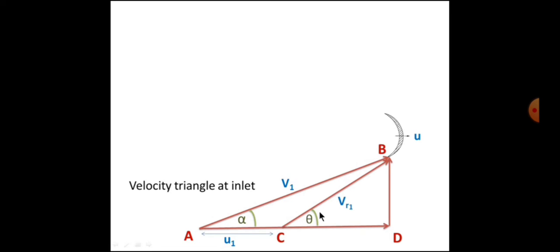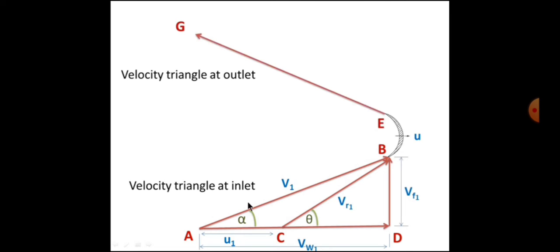Then the steam glides over the blade without any shock and discharges at a relative velocity of v2. So this is all about the velocity triangle at inlet. When the steam jet coming at velocity v1 strikes the blade at point B, it flows over the blade, and then we get the components of the outlet velocity triangle.